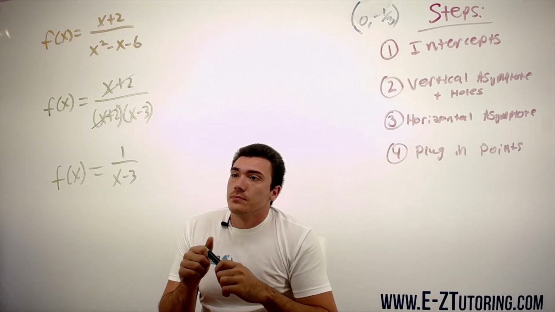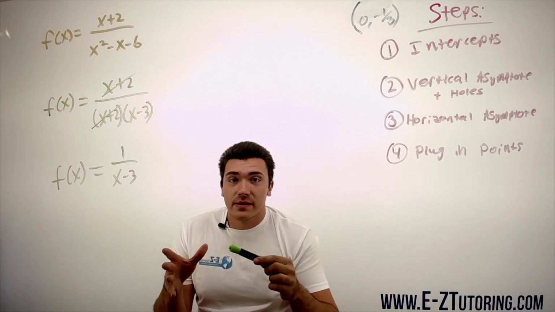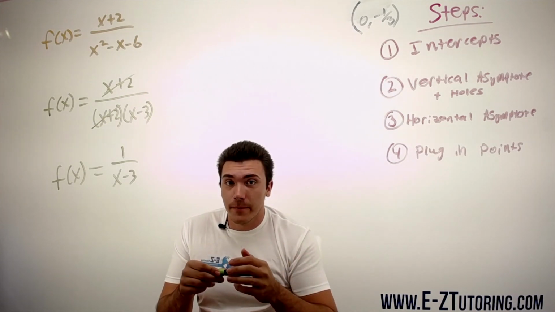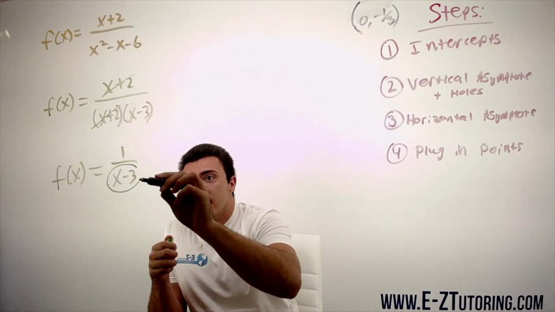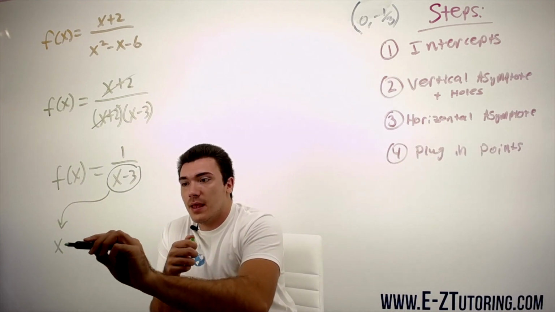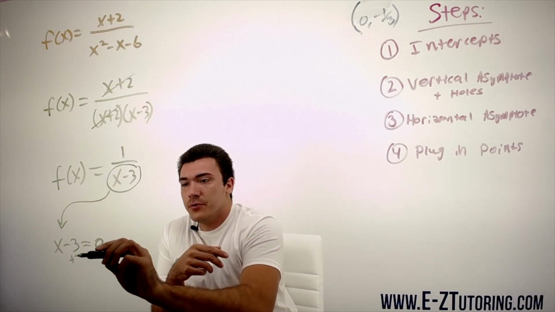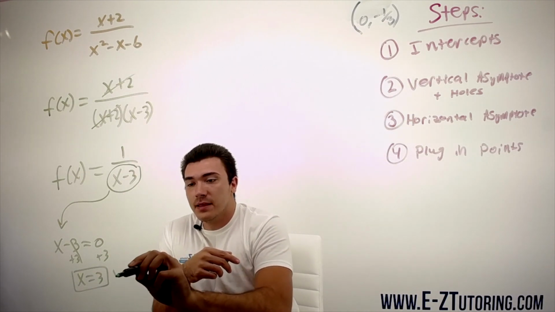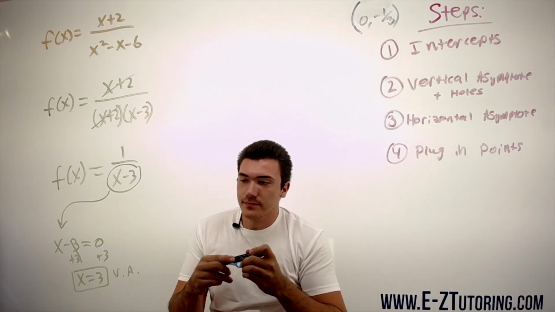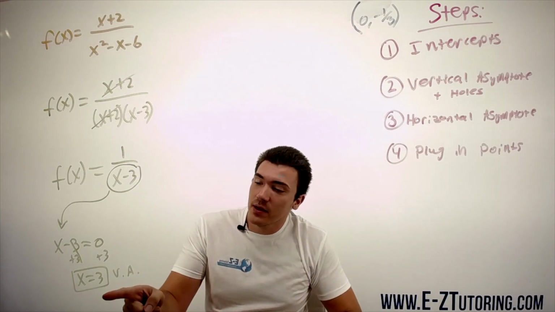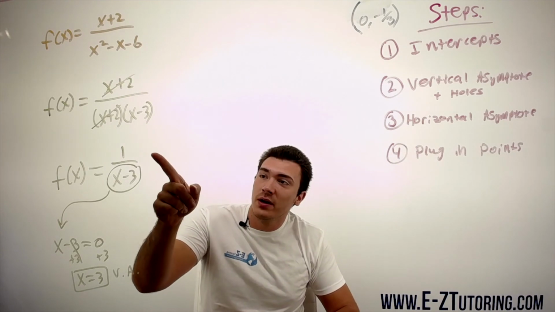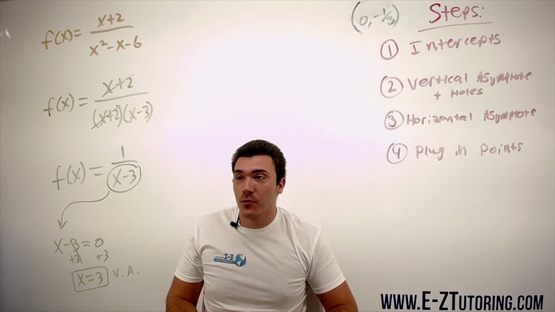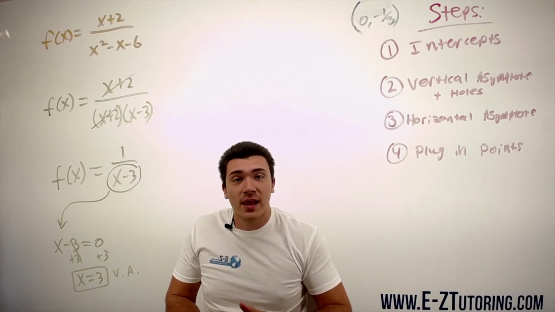Now that we went ahead and simplified it, we can take the denominator and set it equal to 0. So we take this, x minus 3, and set that equal to 0, and we simply get that x equals 3. This is your vertical asymptote. Now this works because when you plug in a 3 into the denominator, you get 1 over 0, which does not exist. That does not work. So x equals 3 is a vertical asymptote.